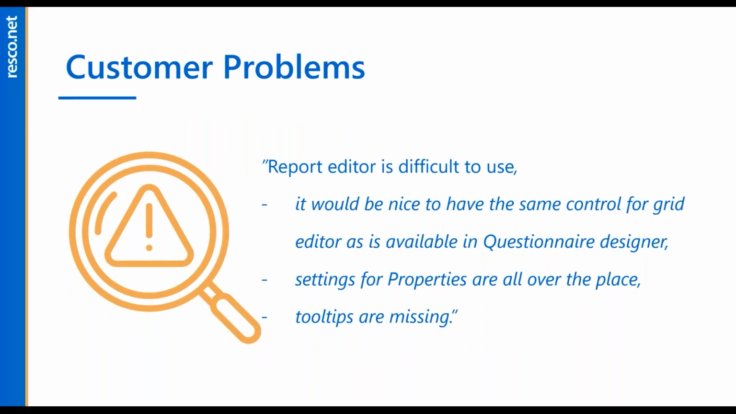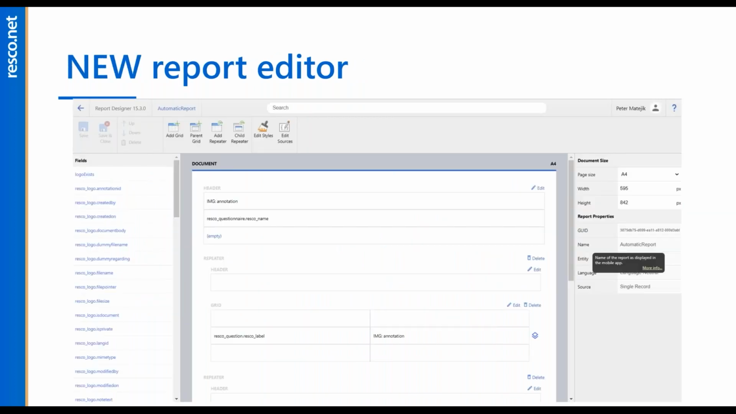Another thing is that the properties or settings for properties were all over the place. It was hard to find them. And the last thing is tooltips. They were missing, but now we are bringing some updates for it. So the first thing that we have addressed was the grid editor. Now you can use the same one that was available for questionnaires also in Report Designer, and you can use all the benefits of adding new rows and columns and everything as you have it in Questionnaire Designer.